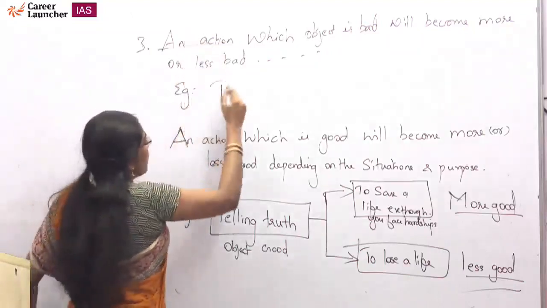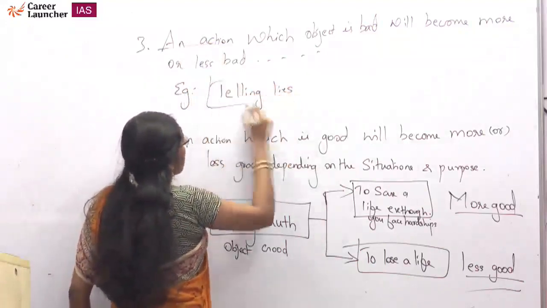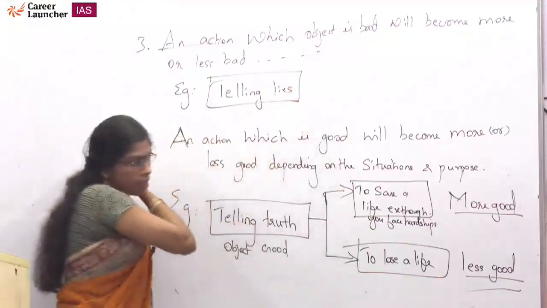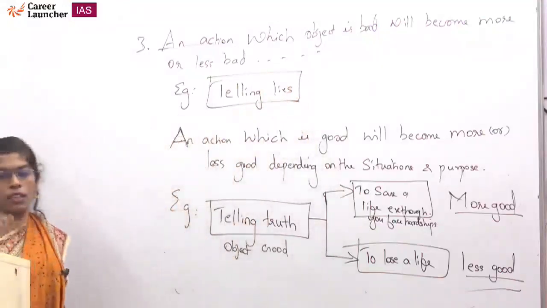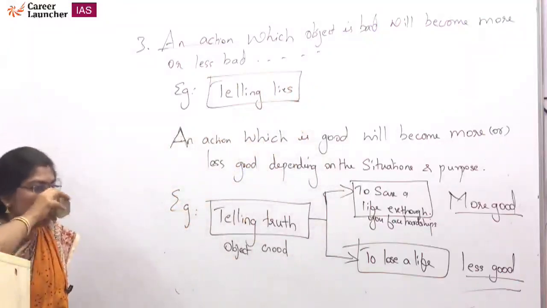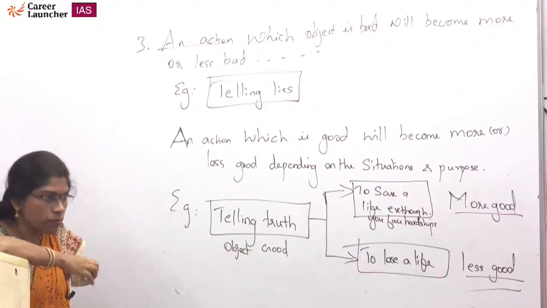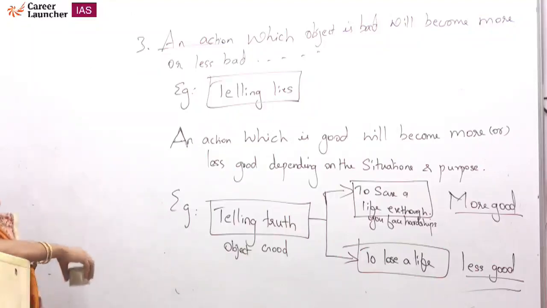First one, we said, telling lies. What do you want to say? You are about to say something. I forgot your names. Sorry, what's your name, please? Runjun. Right. Okay. Yeah, tell me.